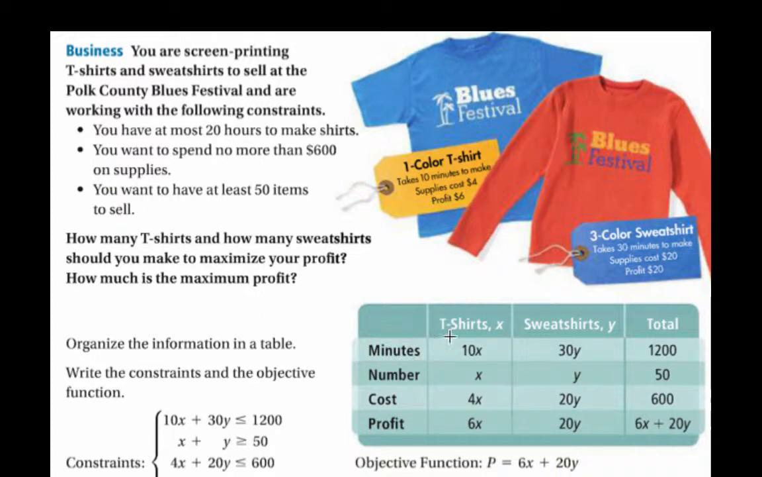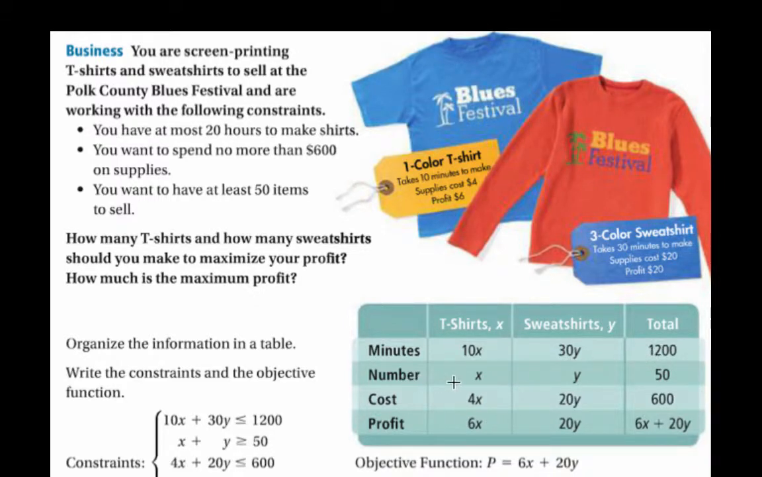So our minutes for a t-shirt is 10x, 10 minutes per t-shirt. Our sweatshirts is our variable y, 30 minutes per sweatshirt, so 30y. That time, 1200, right? That's our maximum amount of minutes. These are in minutes, so we have to convert our 20 hours to minutes, so that's where the 1200 comes from.